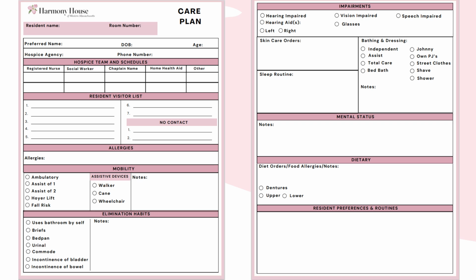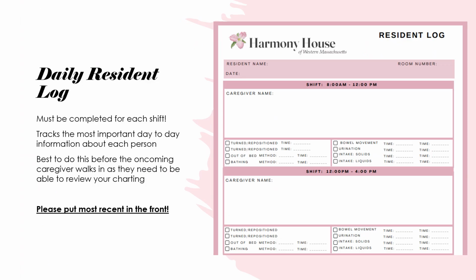This also includes allergies, information about the resident's current mobility, elimination, impairments, dressing, bathing, skin, mental status, dietary, right? So there's so many things included on this form. It's also important that we update it. So as someone declines, maybe they go from being able to walk with a walker to not being able to walk and needing a wheelchair, or perhaps going from being able to get out of bed into a wheelchair with a transfer assist of 1 or 2 to needing a Hoyer to get out of bed. So please make sure we update this.